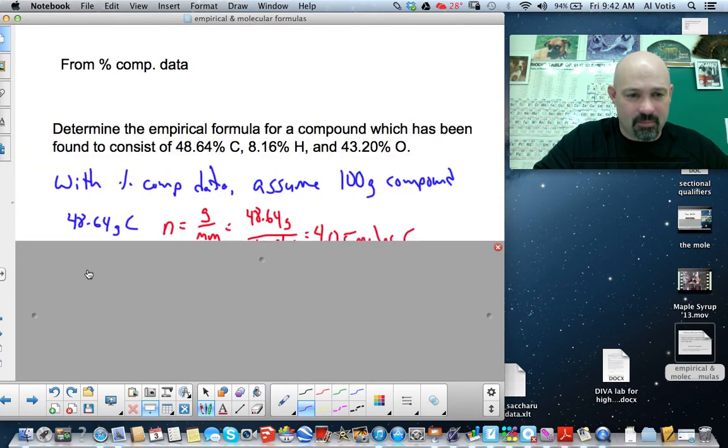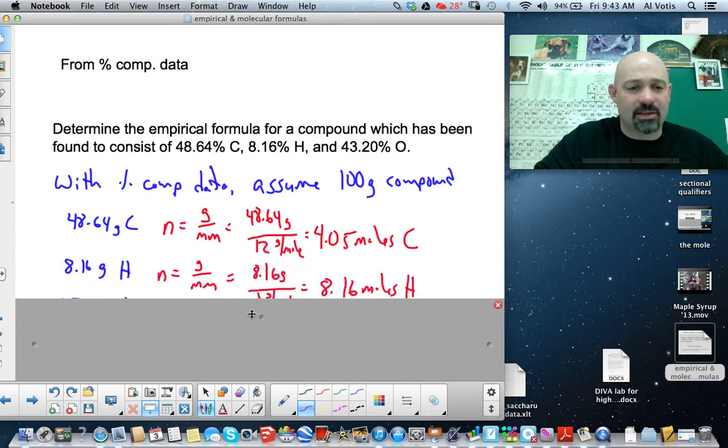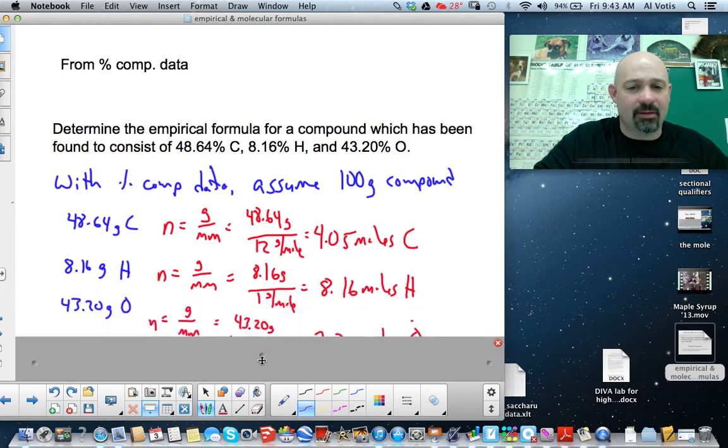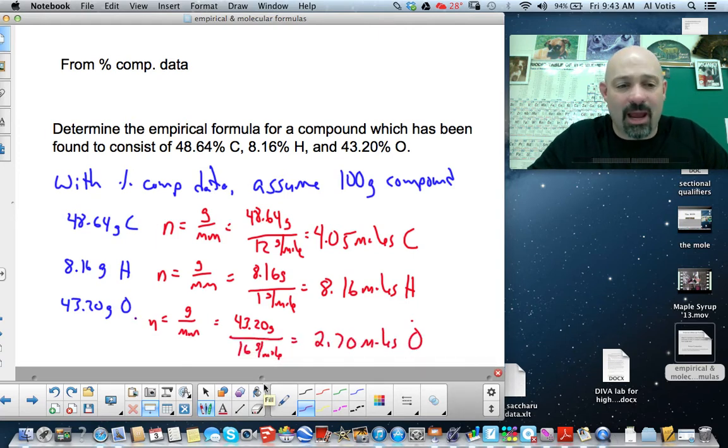of carbon. Then we're going to have 8.16 grams of hydrogen on the left side here. And we're going to have 43.20 grams of oxygen. Okay? And what we said, the first step to do, once we assume that we have that number of grams, is find the moles. Moles is equal to grams over molar mass for each element.